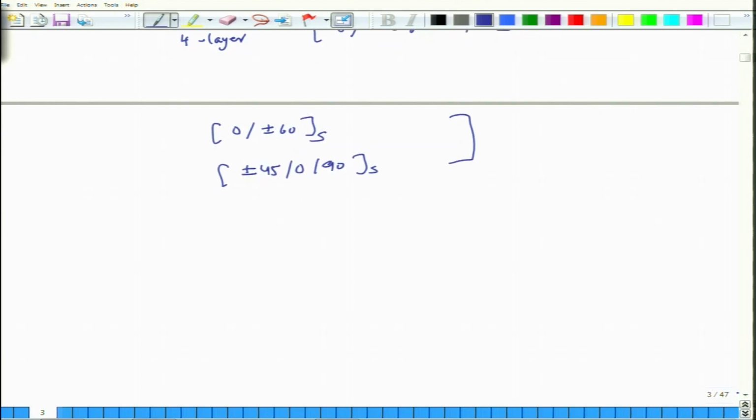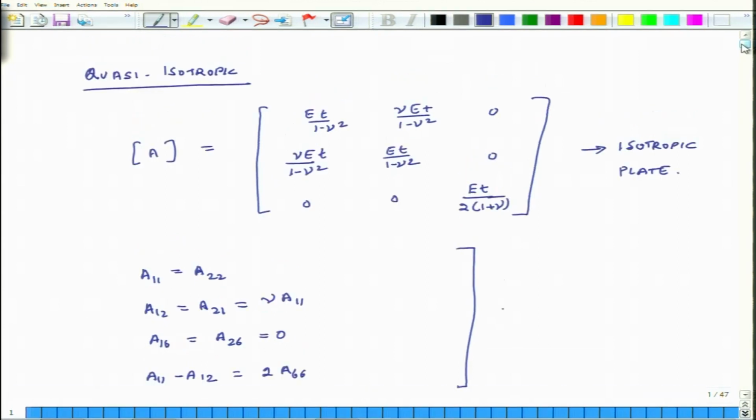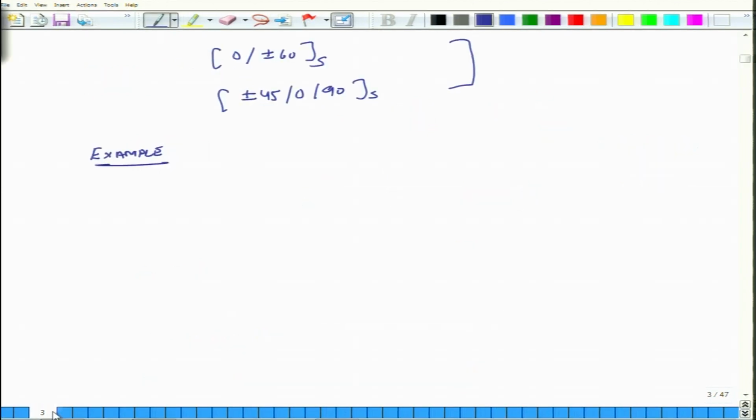So, what we will do next is an example. Before we start the example, these quasi isotropic laminates can also be used to estimate the Young's modulus E and the shear modulus G of a single layer lamina, a single layer composite where the fibers are randomly placed. How we do that is something we will learn in this example. So, what is this example all about?